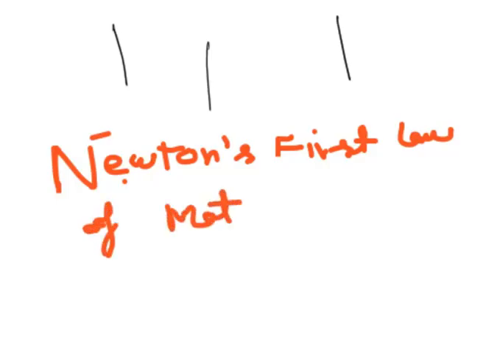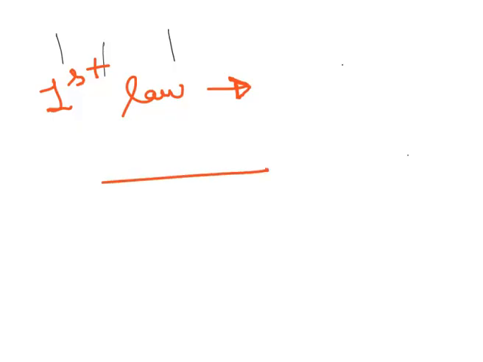Newton's first law of motion says, if anybody is at rest or moving along a straight line uniformly, then it will continue to be in that state until it is acted on by some external force. Let's understand this by example. If a block of mass m is at rest, it will remain at rest until we apply some force on it. If there is no force, then this body will remain at rest.